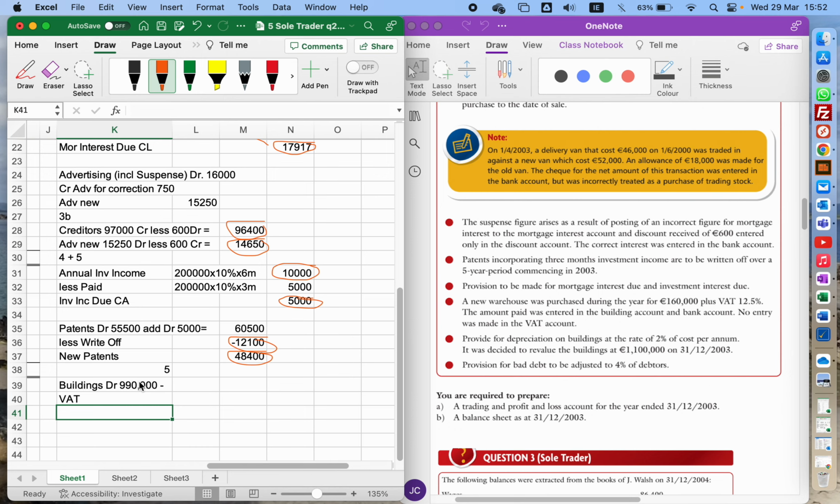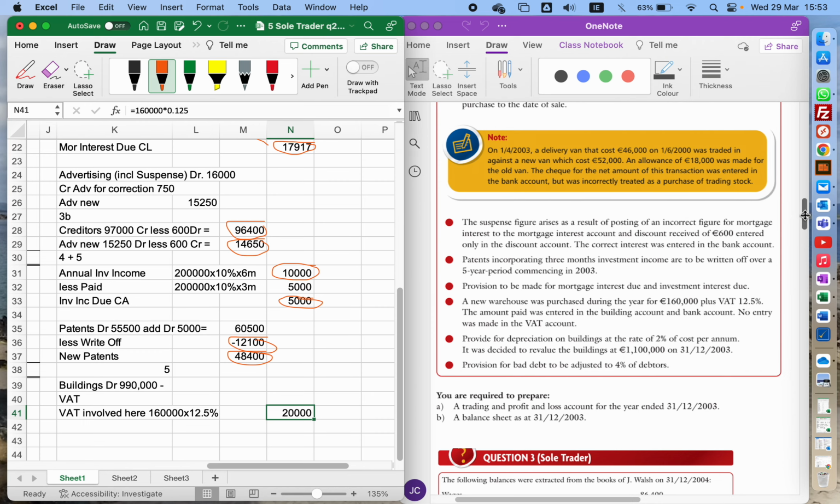So the VAT is 990 times 12.5%. No, not 990. Sorry, what am I saying? It's 160 times 0.125. Okay, so just change that so we don't end up with a mistake with our notes. So 20 grand. So that 20 grand needs to be put into the VAT account, and VAT is a liability.